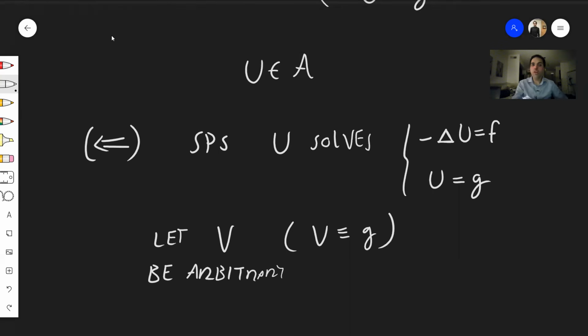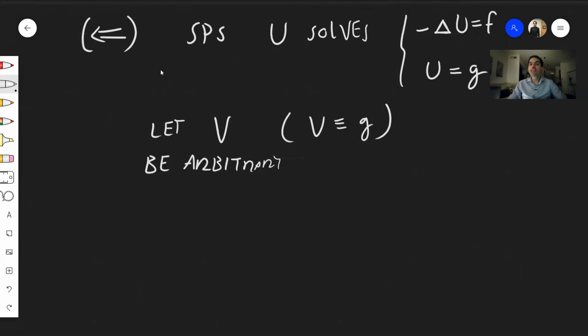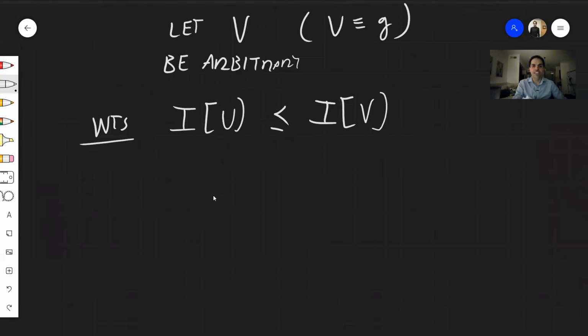And what we want to show essentially is that u minimizes the energy. So what we want to show is that I of u is less than or equal to I of v. So no matter which function we pick, the energy at u is smaller than the energy of v. This means minimization. And here's a cool trick.